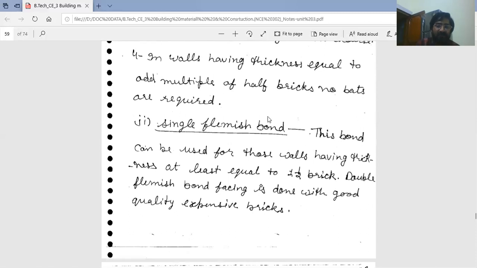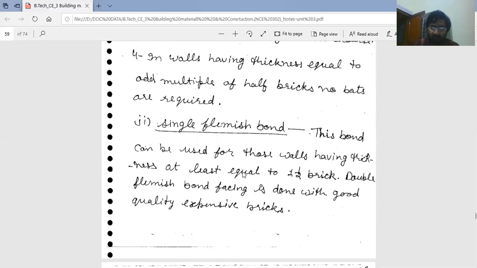And second is single Flemish bond. This bond can be used for walls having thickness at least equal to a 1.5 brick thick wall. In double Flemish bond, facing is done with good quality expensive bricks.